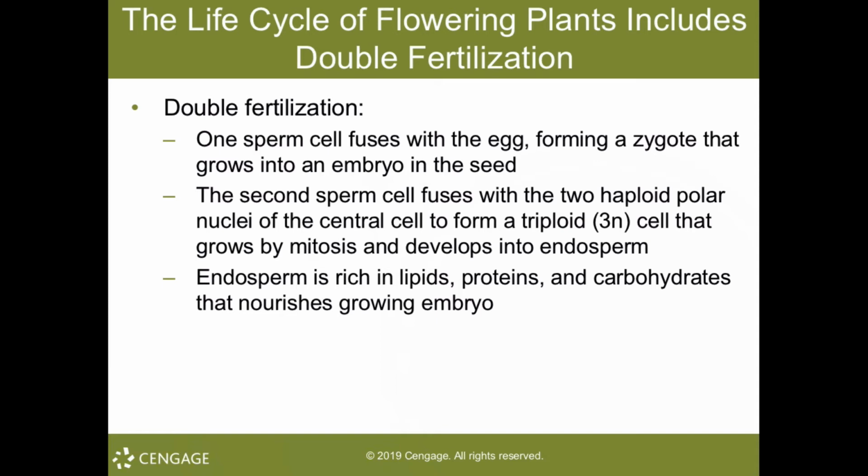So now we'll have 2 non-flagellate sperm. Notice I say 2 non-flagellate sperm will move down the pollen tube and then are discharged into that embryo sac.